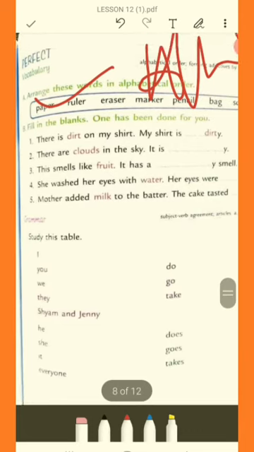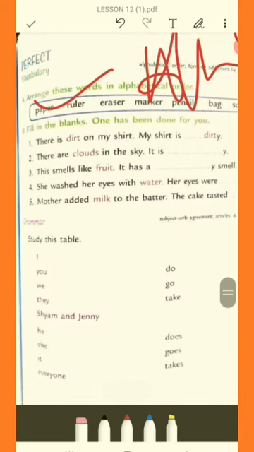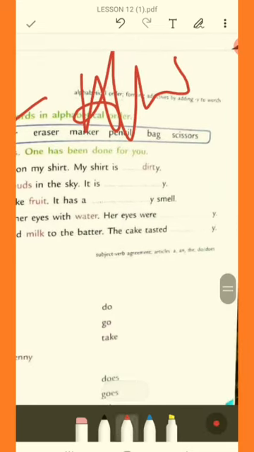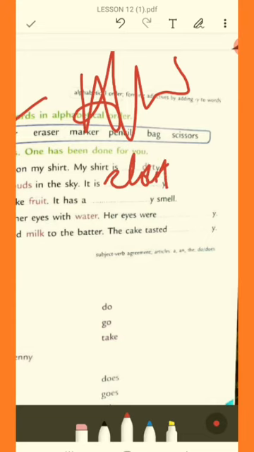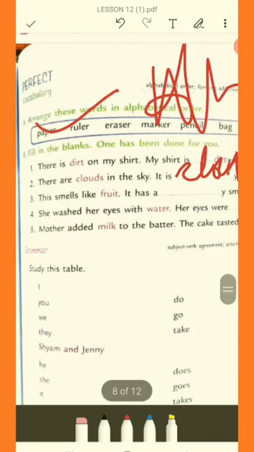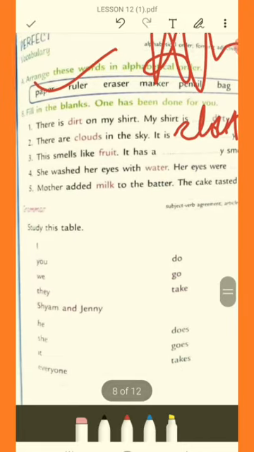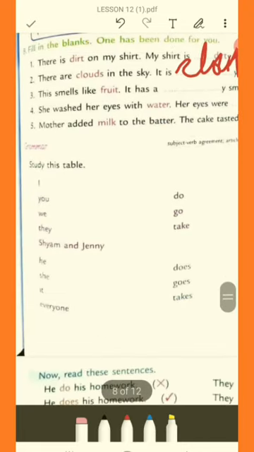Next up, we have this fill in the blanks. You are asked to fill in the blank. One has been done for you. There is dirt on my shirt. My shirt is dirty. There are clouds in the sky. It is what? Cloudy. What will it be? C-L-O-U-D. Y is already there. Next. This smells like fruit. It has a fruity. F-R-U-I-T-Y. Fruity smell. So do the rest on your own. It's very simple.